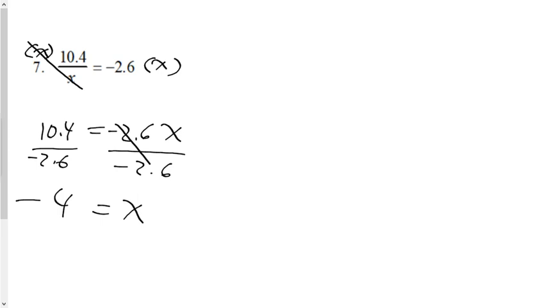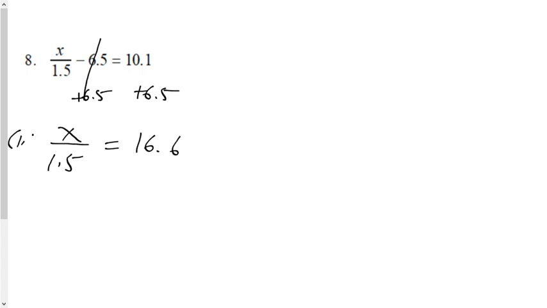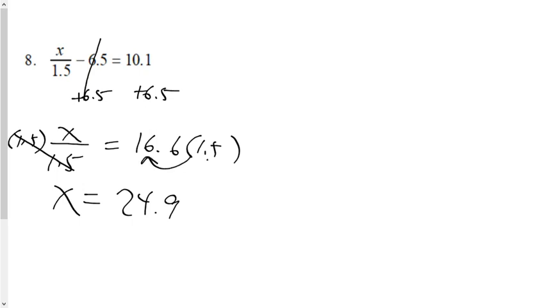Question 8, two-step equation. Actually, it's not too different than a grade 8 question. The only thing is you have decimals. So your constant 6.5, so we're going to add 6.5 to both sides. X divided by 1.5 is equal to 16.6. Multiply by 1.5, and X will equal 8.3, 24.9. X equals 24.9. The reason why I did that is 16.6 times 1 is 16.6. 16.6 times a half is 8.3. 16.6 plus 8.3, 24.9.